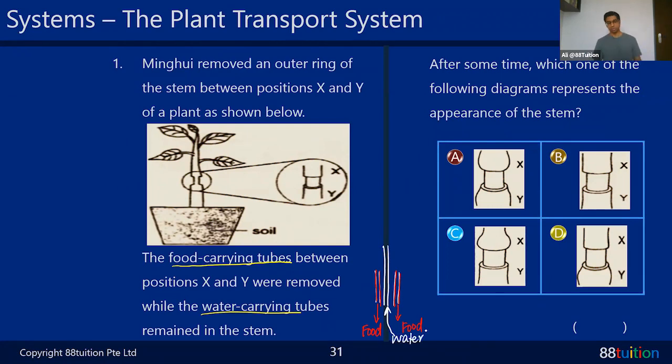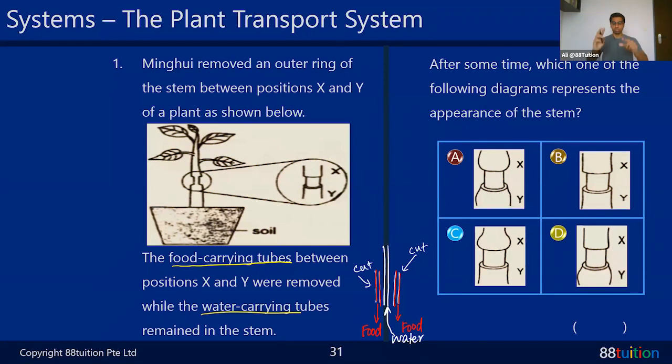You see the difference? So when you cut around the bark, what happens is the food stops going down because you are cutting this and you're cutting this. Do you see the difference? The reason why in the diagram, when you cut the outside, you actually cut away the food supply that is going down, but water still continues to go.